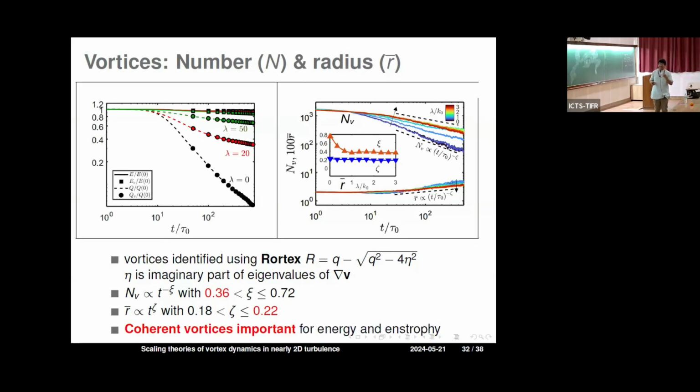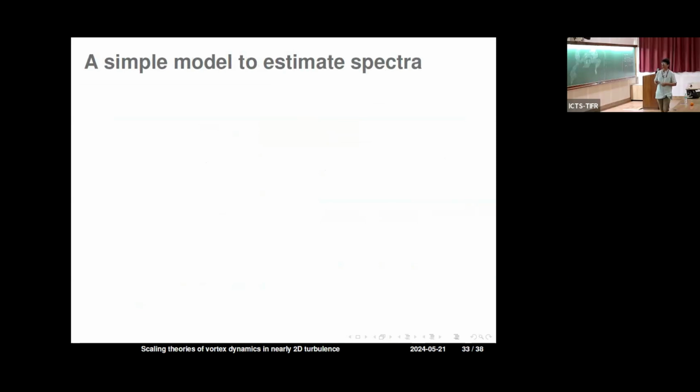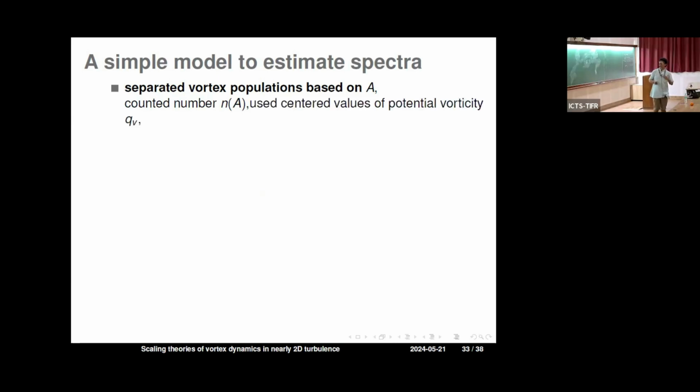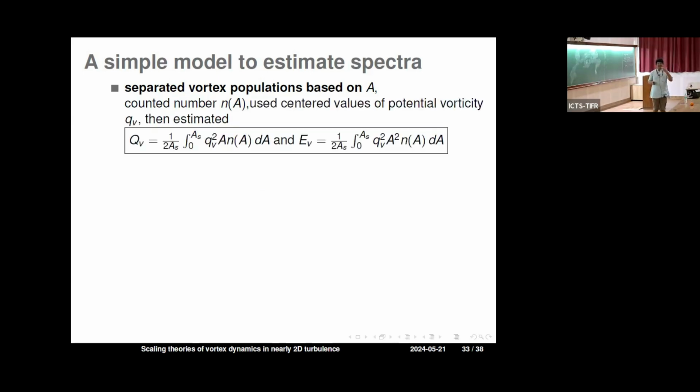And most of the energy, potential entropy, is contained in these vortices. That's the thing we try to really realize. Then we try to come up with why that kind of spectral slope really comes out of these vortices. So first we separated out these vortex populations based on their area, counted the number of vortices, then using centered values of potential vorticity, separated, then calculated the average potential vorticity on that system via populations, and also kinetic energy spectra.